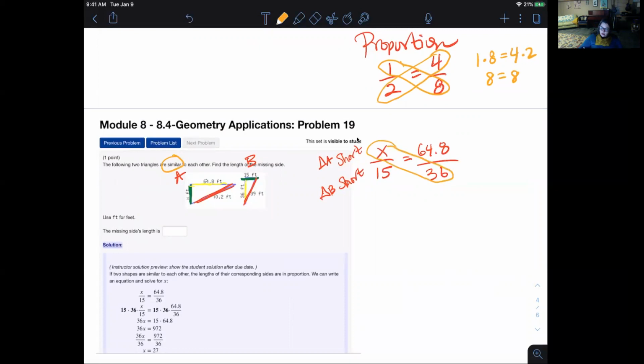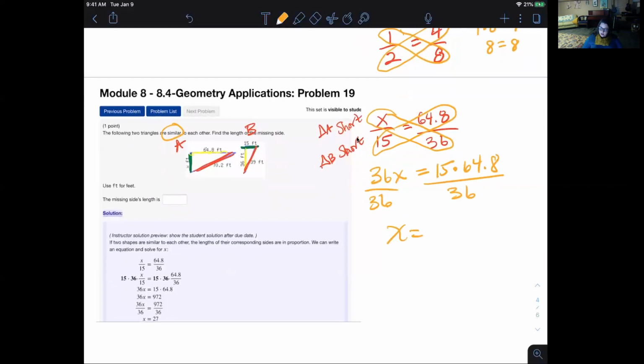We have 36 times x is going to equal 15 times 64.8. And then how do I get x by itself? Well, I'll divide both sides by 36. And so x is equal to 15 times 64.8, which they have here as 972. And then 972 divided by 36 gives us 27.